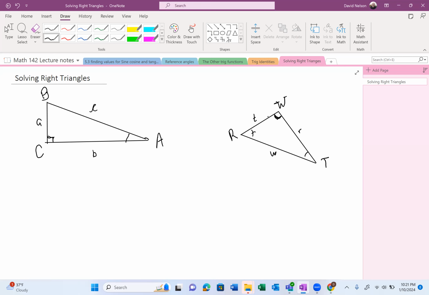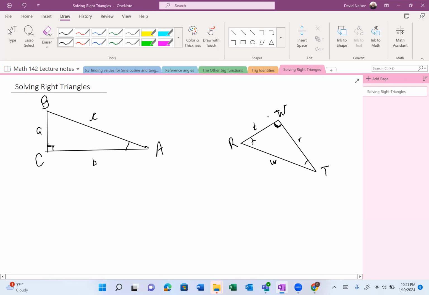So let's suppose that here in this first triangle, I'm given that angle A is something like 32 degrees. And let's suppose that we're given side B as, let's make it 18 or something like that. And the goal is to try to find all the other values for our triangle.